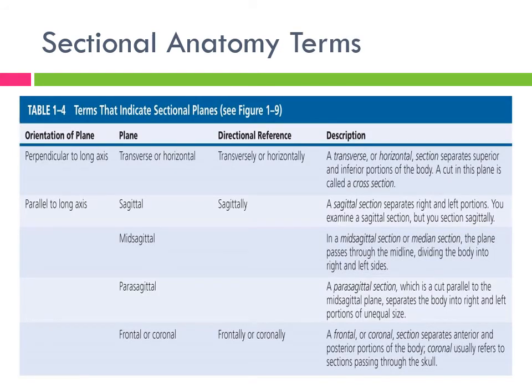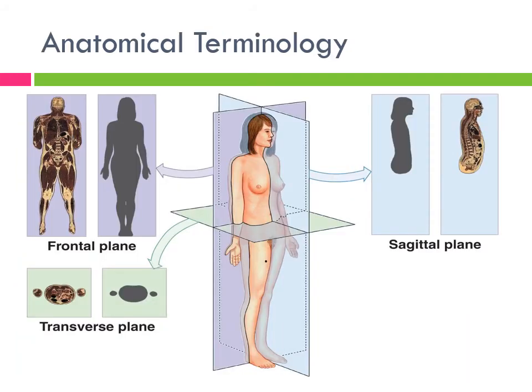We have different axes or planes that we can section the body up into. So perpendicular to the long axis of the body would be a transverse or horizontal section. We can look here, this is our transverse section, so it's separating the body into a superior portion and an inferior portion. So that's our transverse plane.